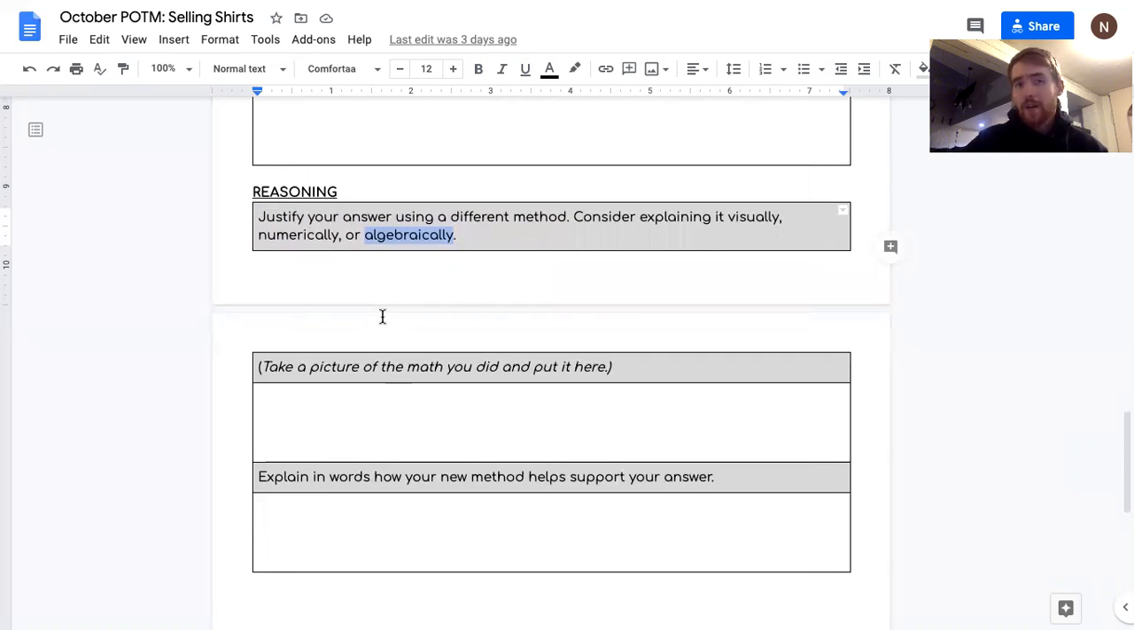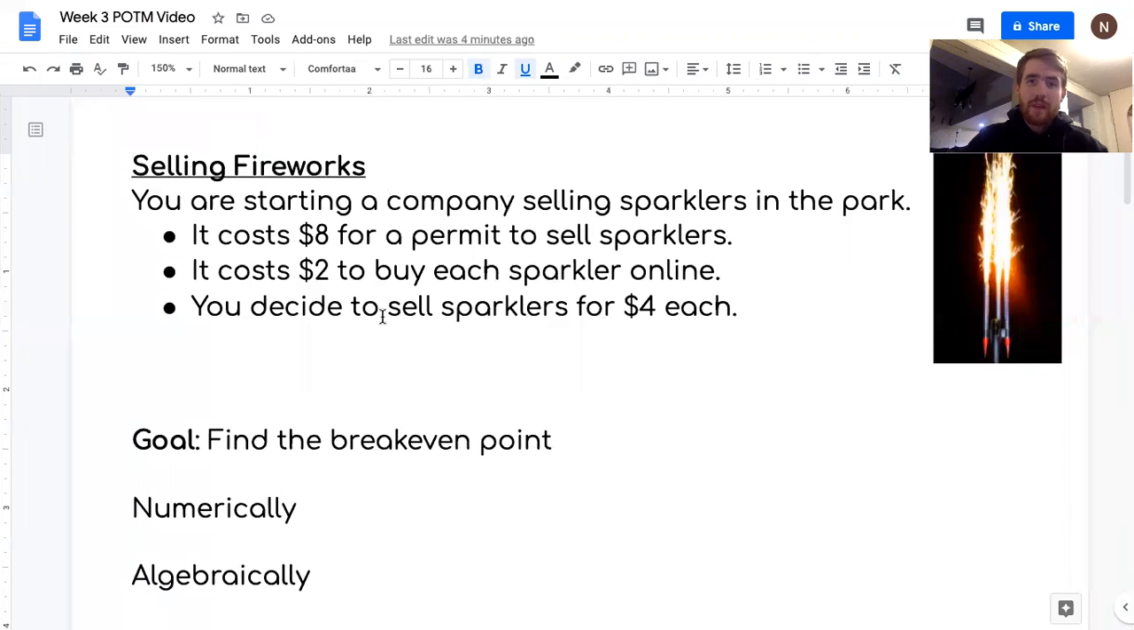So I don't want to show you exactly how to solve this problem. Instead, I'm going to show you how to solve a very similar problem. Here is a selling fireworks problem. It's a problem I made just for the example.